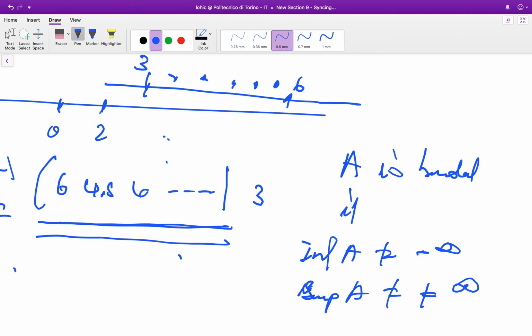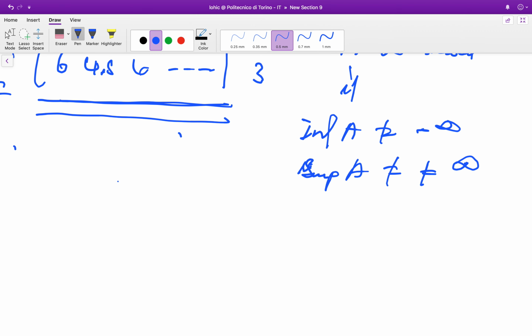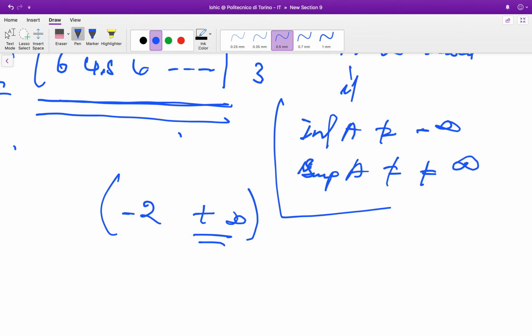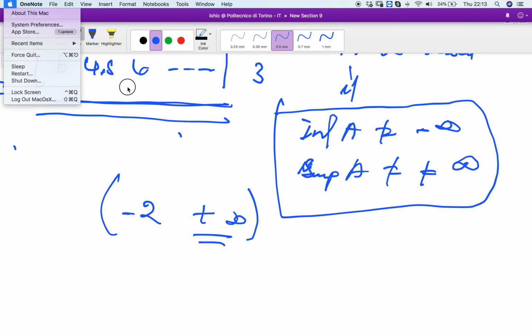Is that clear? For example, an unbounded interval could be from -2 to plus infinity. You see here that the supremum is just plus infinity. The only majorant is plus infinity. Yes or not? This set is said to be unbounded from above. But if the infimum and the supremum are both finite numbers, then the set is bounded. Is that clear? Okay, so this ends MCQ number 3.